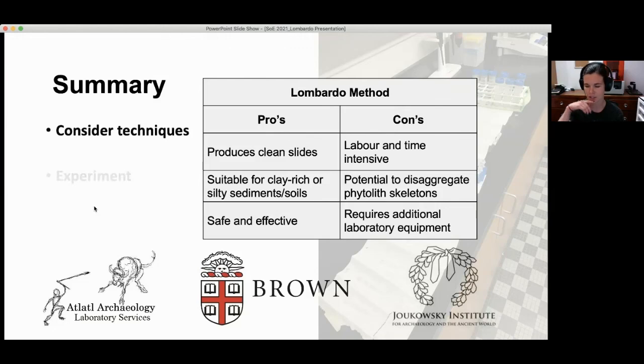Overall, we think that researchers and students and professors should consider the techniques that they're using, justify their use, and be curious about what they're doing. Experiment with the protocols that you use and talk to others who might be using the same techniques or working in similar areas.